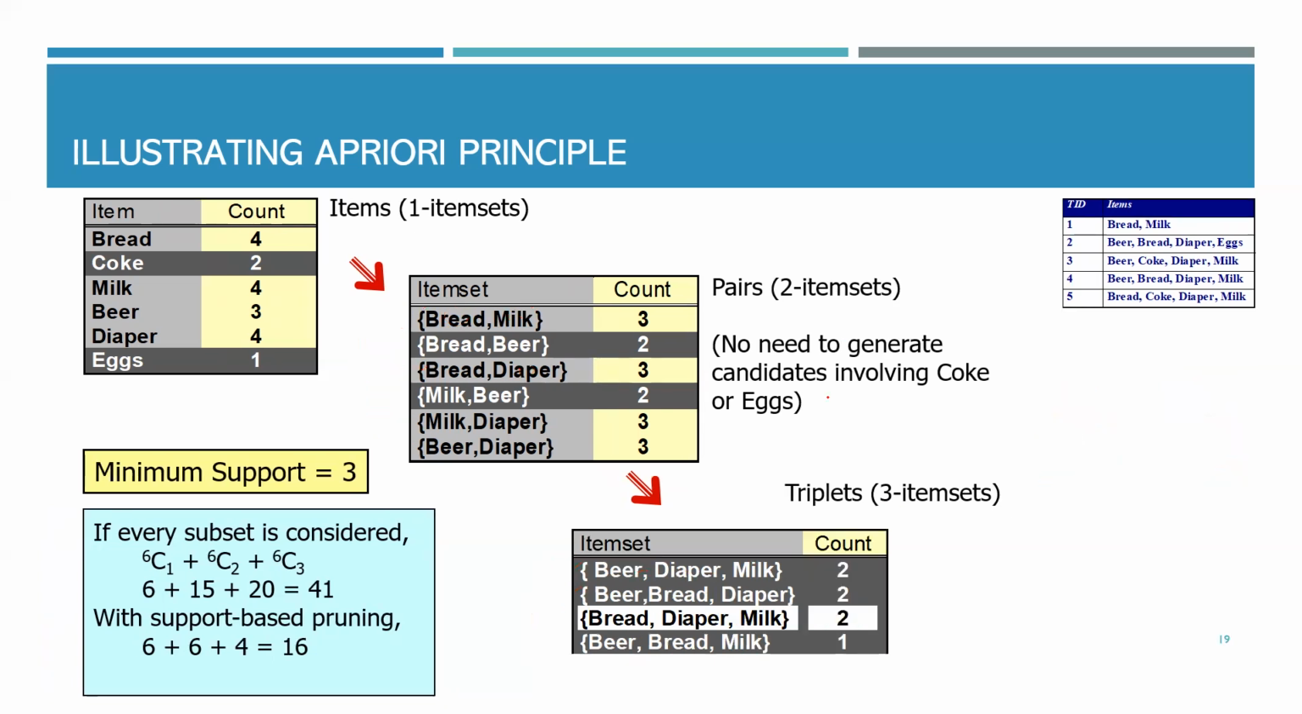Then again, we calculate the support count. So let's see, beer, diaper, milk: transaction 3, and transaction 4. And then beer, bread, diaper: transaction 2, and transaction 4. Bread, diaper, milk: transaction 4 and 5. Beer, bread, milk: 4 and only 4.